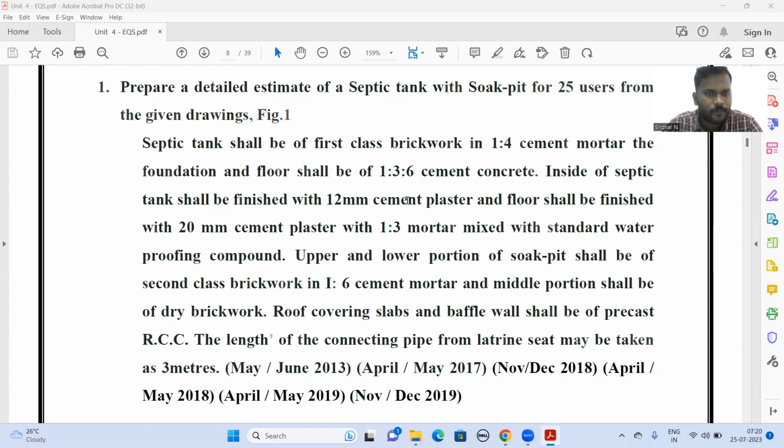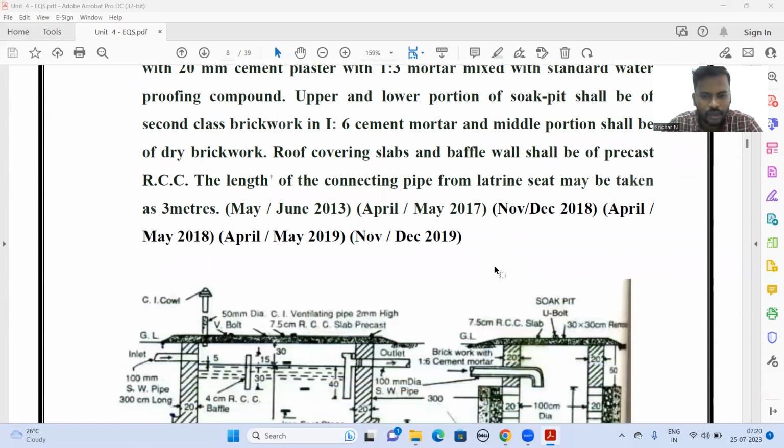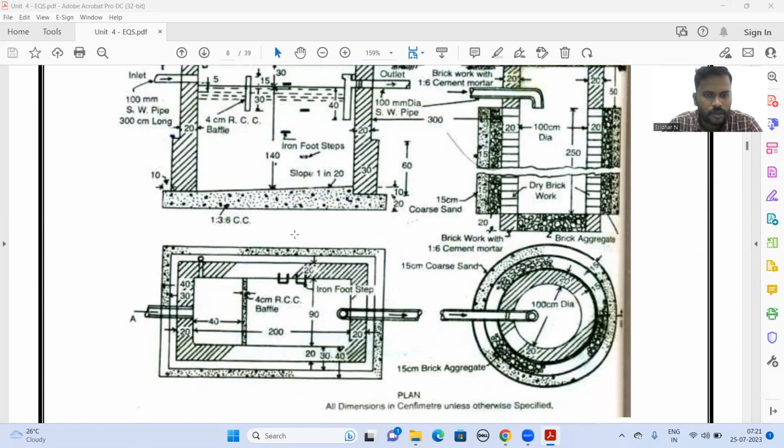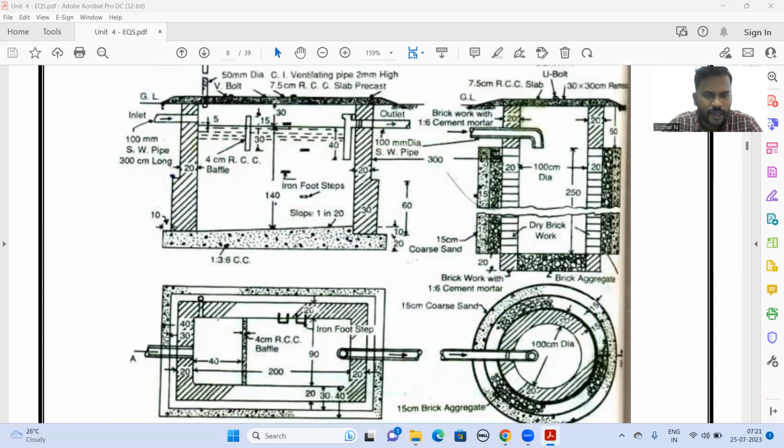Here they have given the question: prepare the detailed estimate of the septic tank for 25 users from the given drawings. So in these 5 to 6 lines, they have given the detailed specification of the particular structure. If we consider this diagram, first is the septic tank and the second portion is the soak pit portion. For the first portion, the line plan and section plan are there, and for the soak pit also the line plan and section are given.